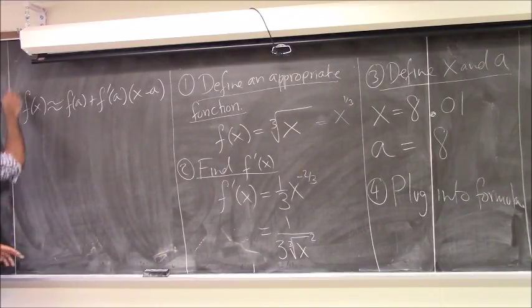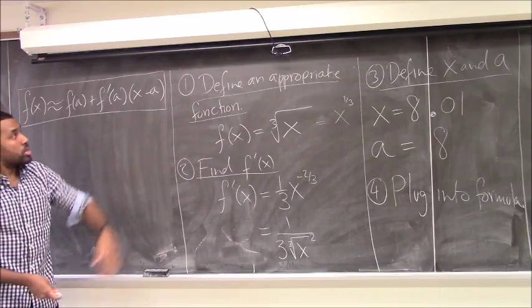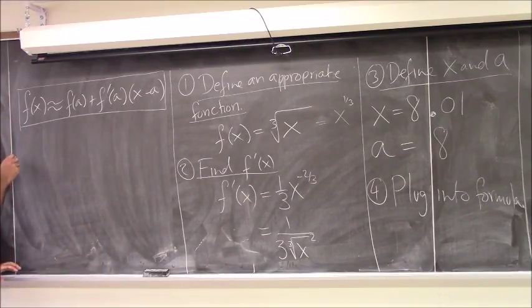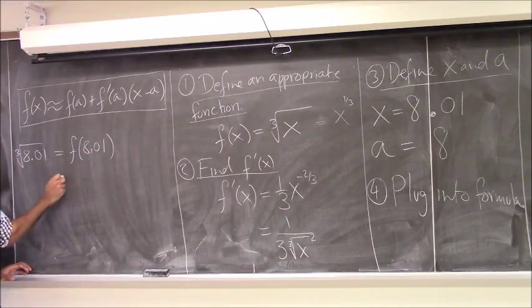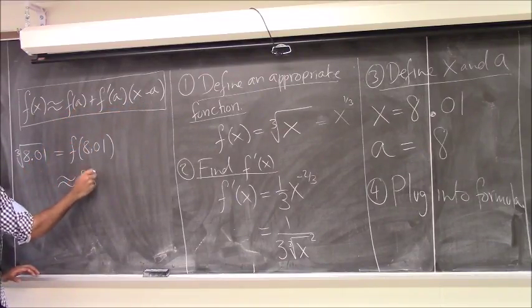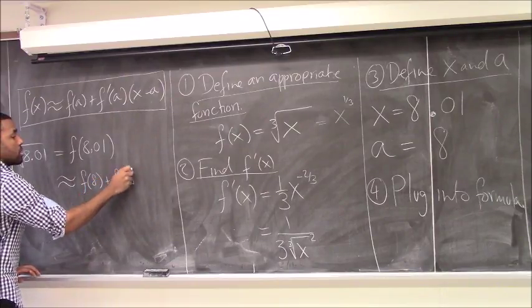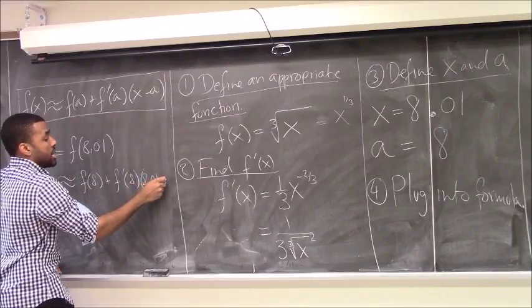So this is a formula that you will have to have memorized, but it is just the tangent line formula, so that might help you a little bit. But yeah, you go through this process. And so now let's plug it in. So now our cube root of 8.01, that's actually going to be equal to f of 8.01. That's like the f of x. But that's approximately equal to, now I'm going to plug in this side. So my a is what? 8. So it's just going to be f of 8 plus f prime of 8 times 8.01 minus 8.